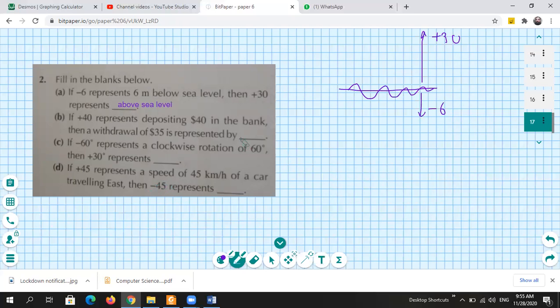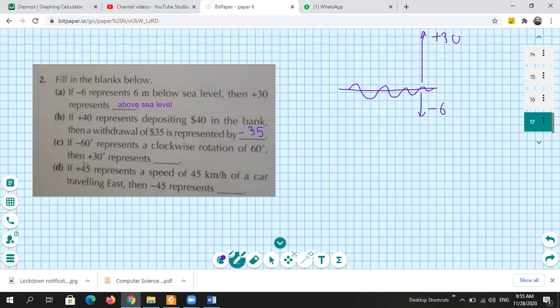So I'm writing here minus $35, or minus 35 only, because we are withdrawing the money from the bank.